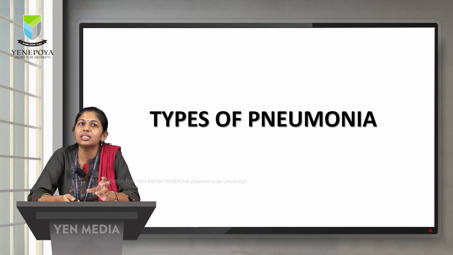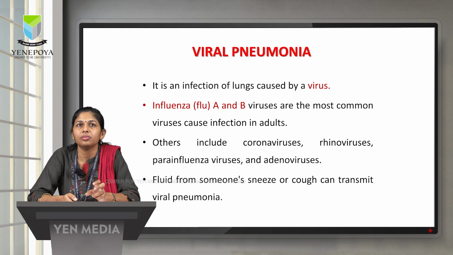Now we are going to discuss different types of pneumonia. As we have already seen, anatomical classification is mainly divided into three types, that is bronchopneumonia, interstitial pneumonia and lobar pneumonia. Now comes the types of pneumonia. First one is viral pneumonia. What do you mean by viral pneumonia? As the name indicates, this is an infection or inflammation of the lungs that is caused by viruses. Mainly influenza A and influenza B viruses most commonly cause viral pneumonia in adults.